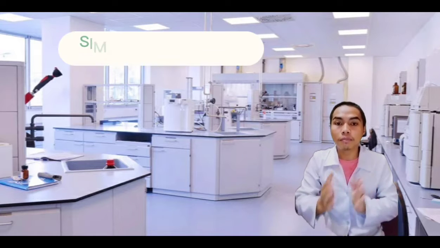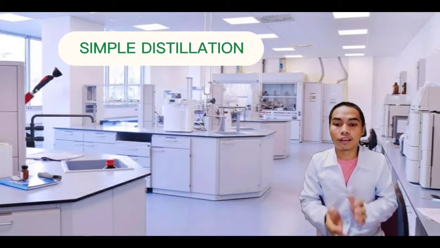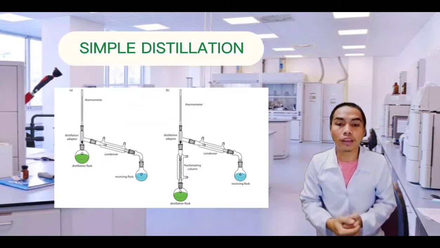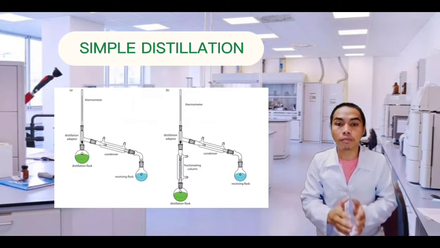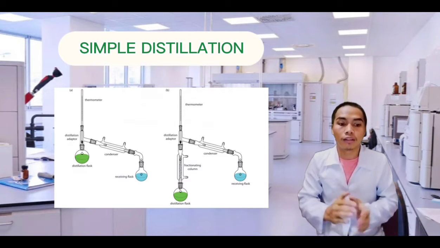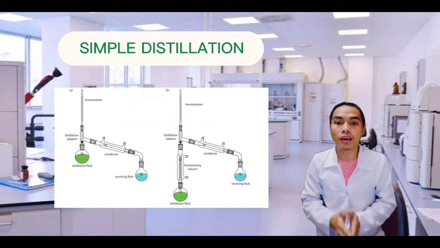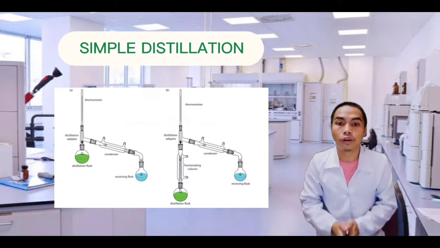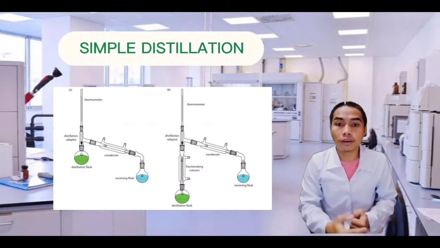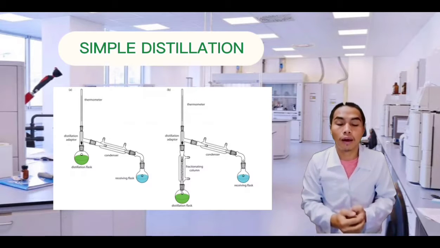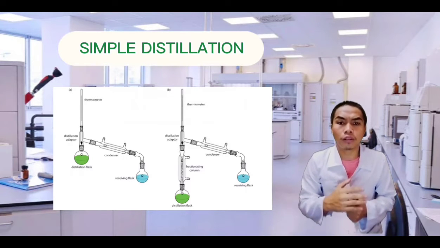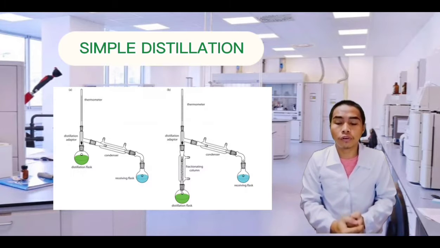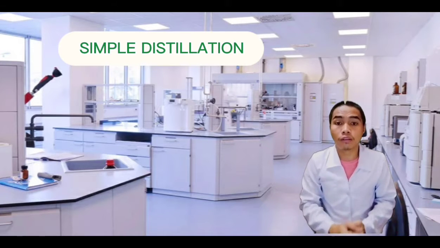Next, we have simple distillation. Distillation is the process of separating the components or substances from a liquid mixture by selective boiling and condensation. This method is best for separating a liquid from a solution. In a way, the concept is similar to evaporation, but in this case, the vapor is collected by condensation. For example, if you want to separate water from a salt solution, simple distillation would be great for this.